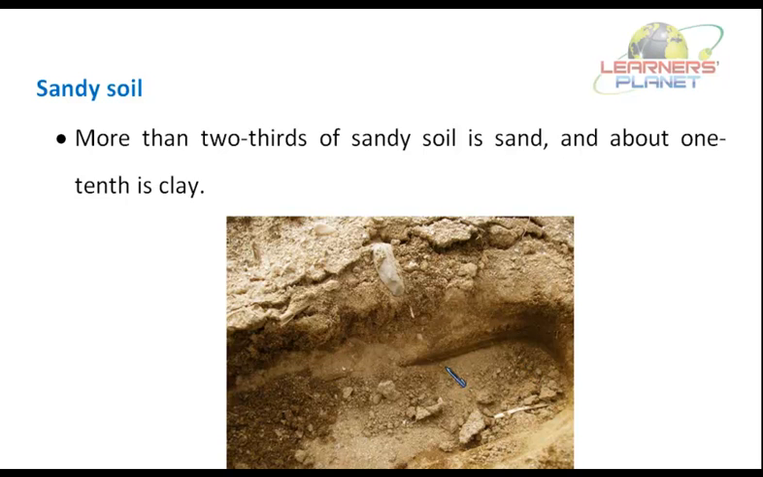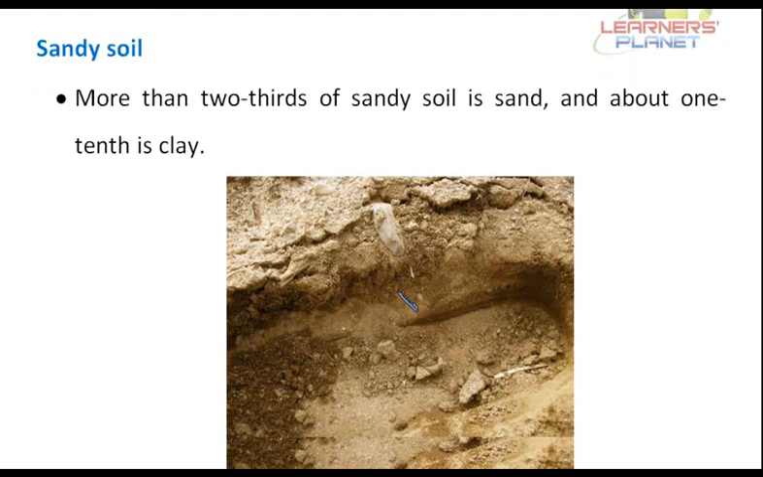It has a gritty texture, and sandy soils are formed from weathered rocks such as limestone, quartz, granite and shale. And if sandy soil contains enough organic matter, it is easy to cultivate. However, it is prone to overdraining and summer dehydration, and in wet weather it can have problems retaining moisture and nutrients. So sandy soil is mostly more than 2/3 sand and about 1/10 is clay.